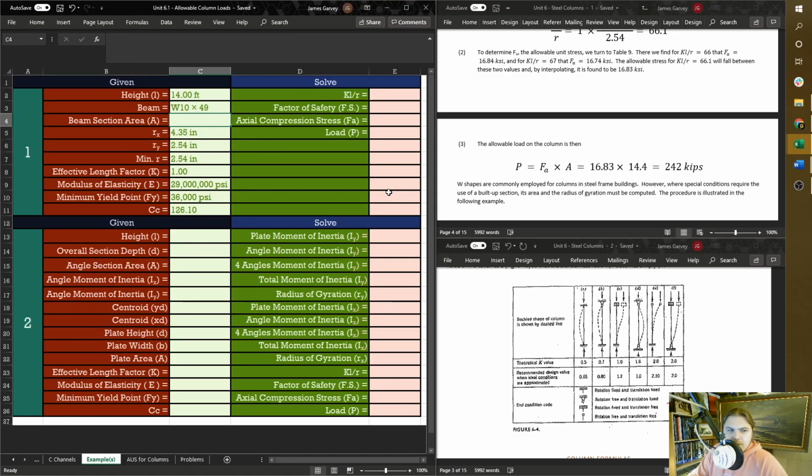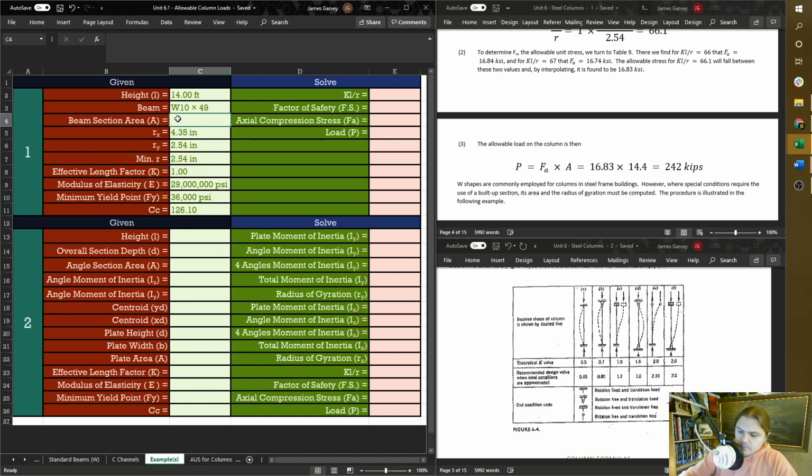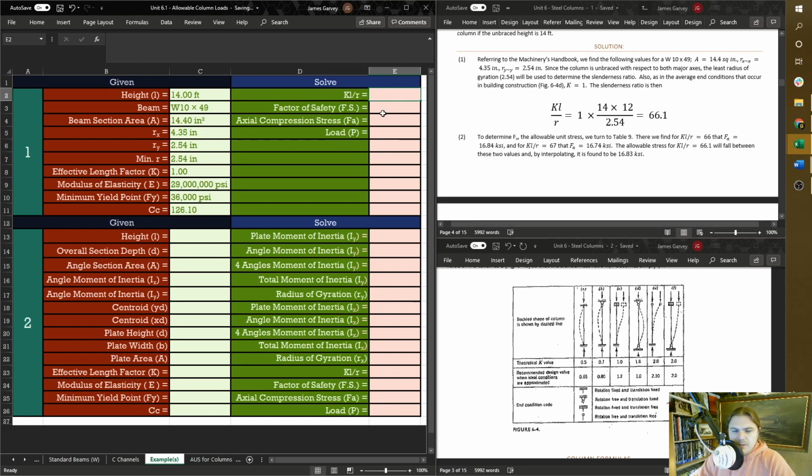It looks like I got a little sidetracked and forgot to put in our beam section area, which was, again, just right here, so 14.4. So let's plop that in there. And we're going to start calculating all the variables to determine what our maximum load would be for this beam section and that length. So our KL/R is just that. It's our K times our length divided by r, our radius of gyration, the minimum one. So that's a pretty easy one to do.